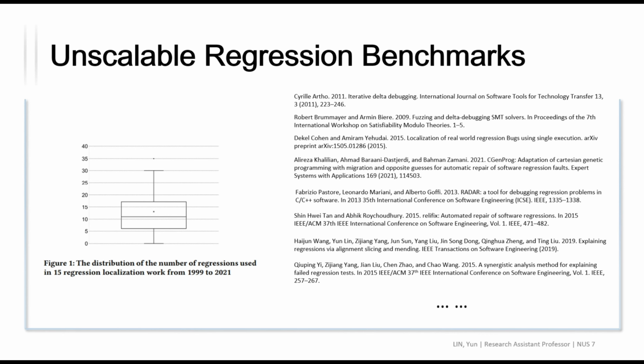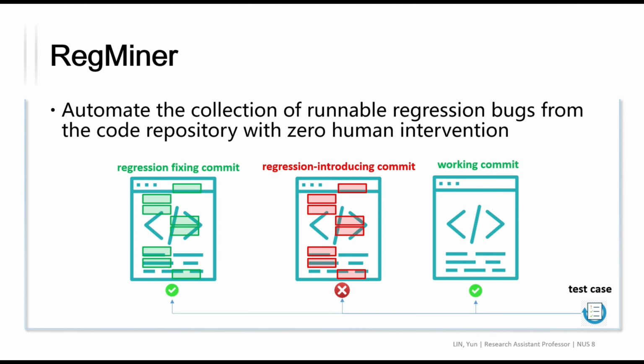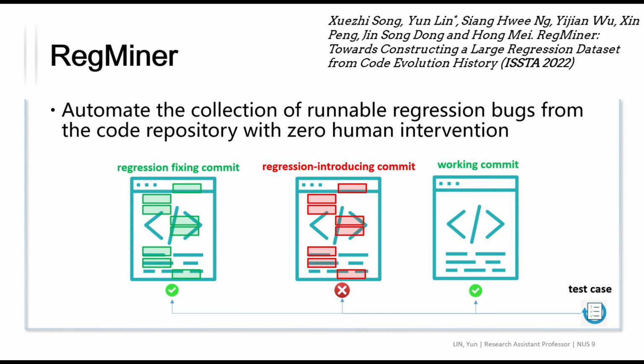In this work, we introduce RegMiner to automate the collection of runnable regression bugs from the code repository with zero human intervention. Each mined regression bug is reported by a regression fixing commit, a regression introducing commit, a working commit, and a test case that can pass the regression fixing commit, fail the regression introducing commit, and pass the working commit again. This work is published in the ISSTA 22 research track.